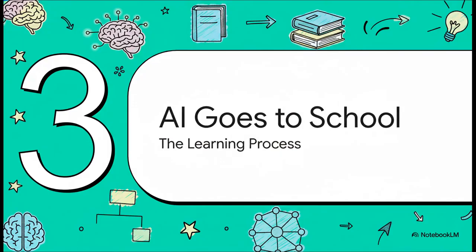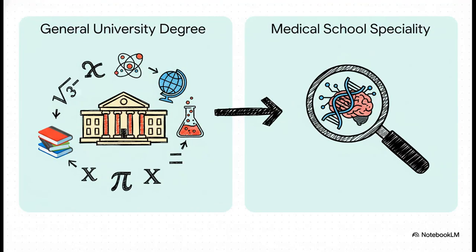All right, so we have the AI's brain. But an empty brain isn't very useful, is it? It needs to go to school. So how does an AI actually learn all this stuff? Well, think of it like this. First, there's unsupervised learning. This is like getting a general university degree. The AI just reads pretty much the entire internet, books, articles, websites, the whole shebang, to learn patterns on its own.